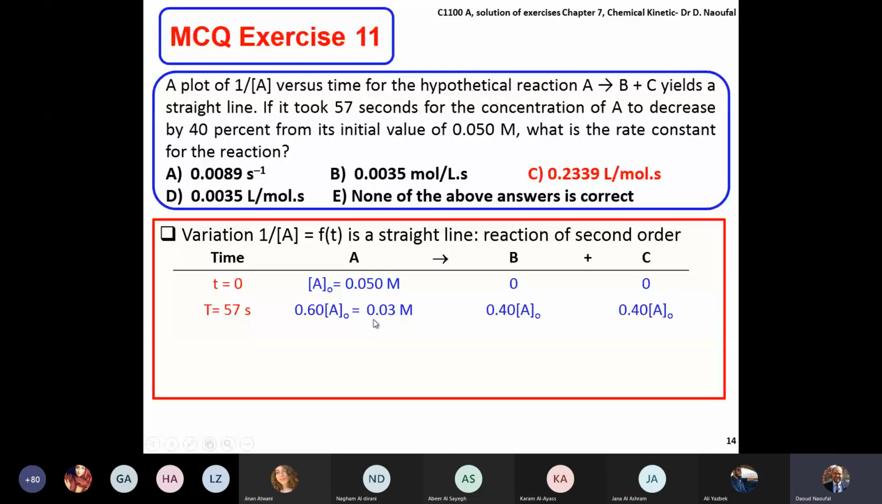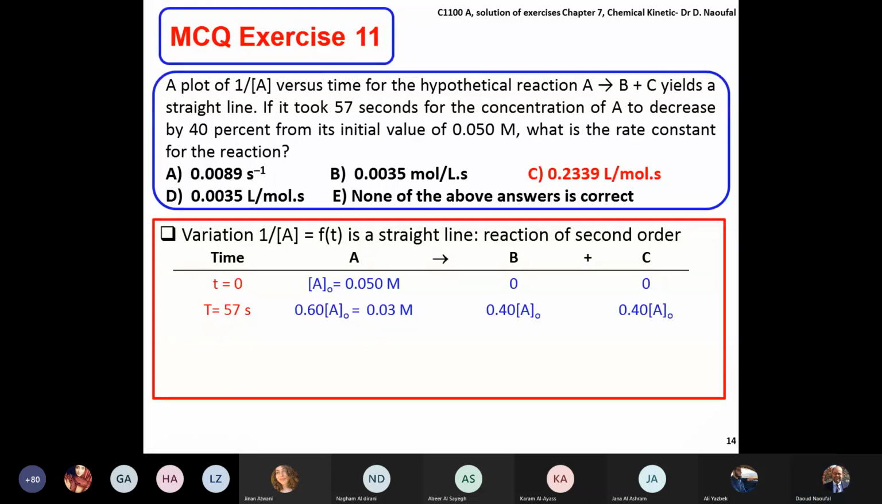Now pay attention to the quantity of B and C formed. Since the stoichiometry of A is 1, that of B is 1, that of C is 1, if A loses X, we have formation of X of B and X of C. The amount X that has reacted is 40% of A0, so we have 0.40 times 0.05 for B and 0.40 times 0.05 for C. This is the important table of conversion.